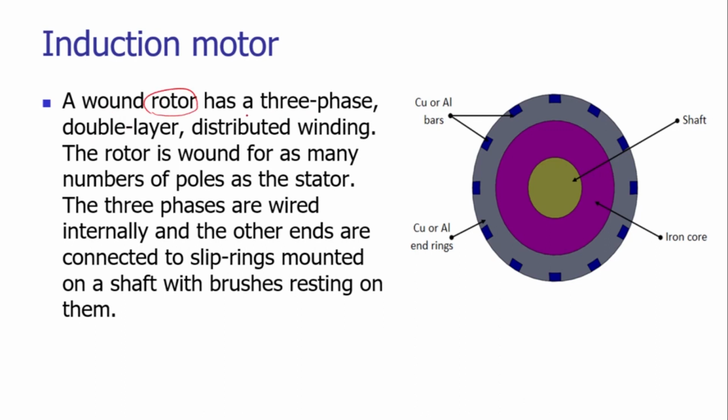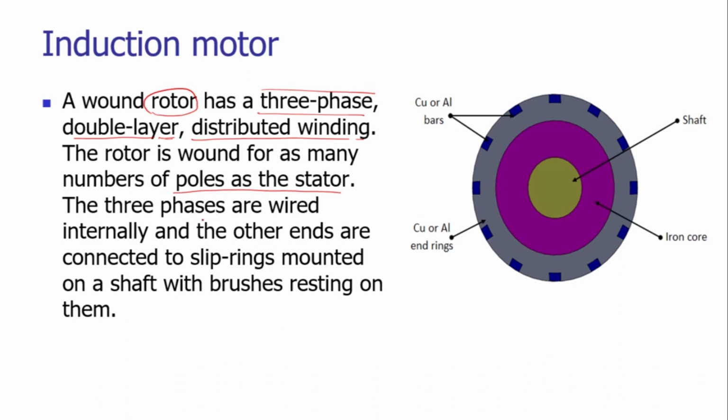is wound with a three-phase double layer distributed winding. So there is a three-phase electricity supply. The layers of the winding are double and they are distributed. The rotor is wound for as many poles as the stator. So the winding of the rotor is dependent upon the number of poles of the stator.